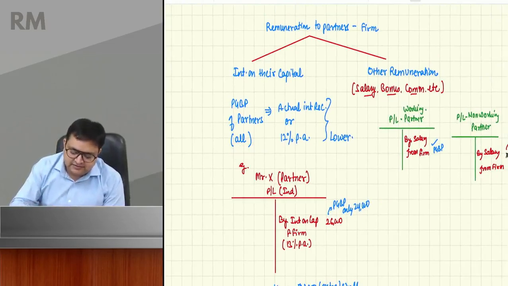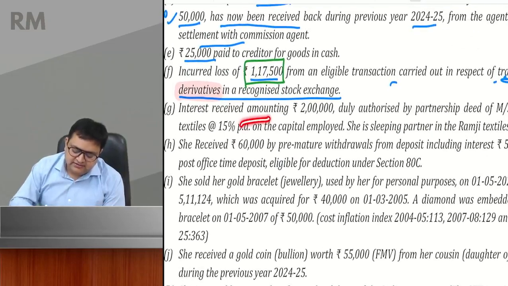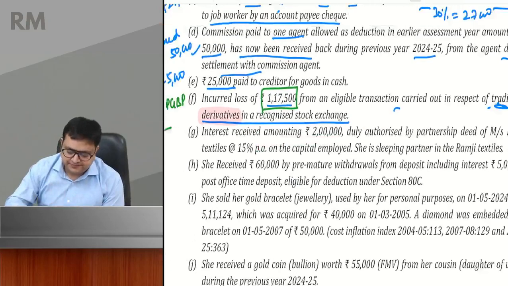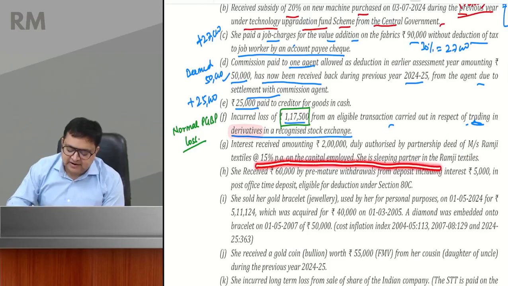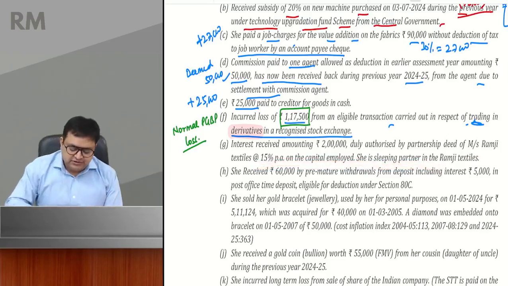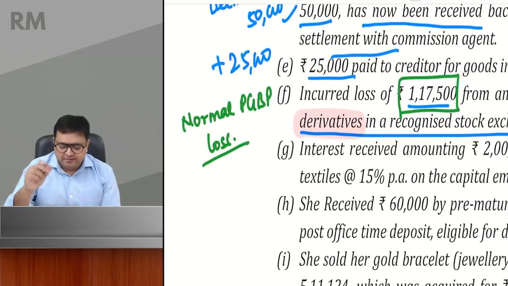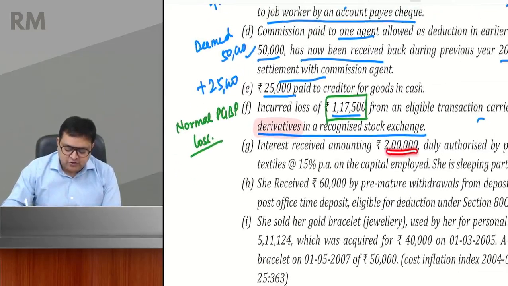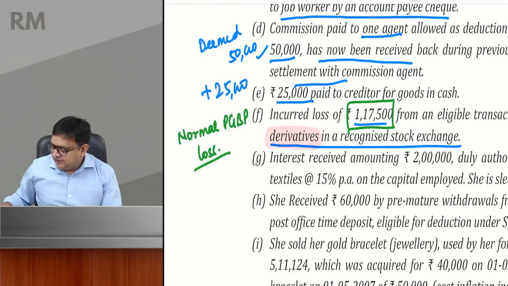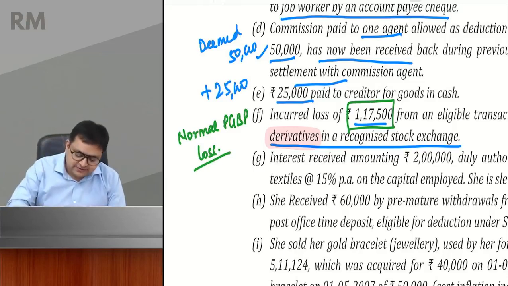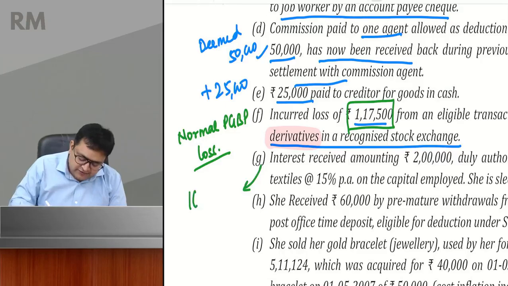Now the same thing is there. Interest received amounting to rupees 2 lakh. She has not recorded it. Duly authorized by a partnership deed, 15% on capital employed. She's a sleeping partner in Ramji Textile. So she should record it, but should she record this as 2 lakh or only up till 12%? Only up till 12%. So 2 lakh is equal to 15%, divided by 15 into 12, 1,60,000. So she should record 1,60,000 as her PGBP income.